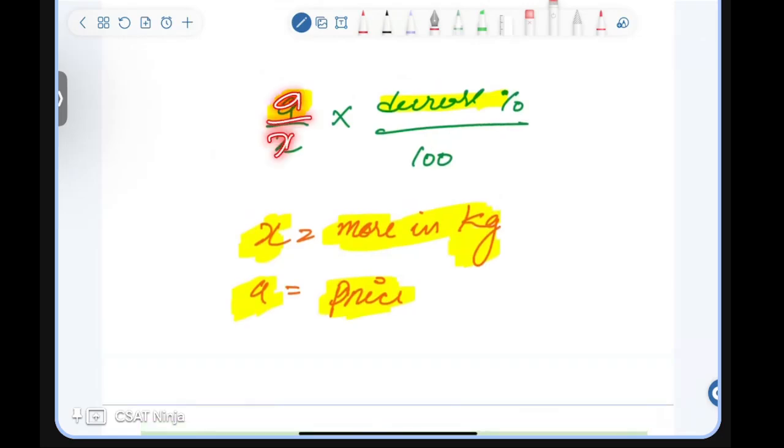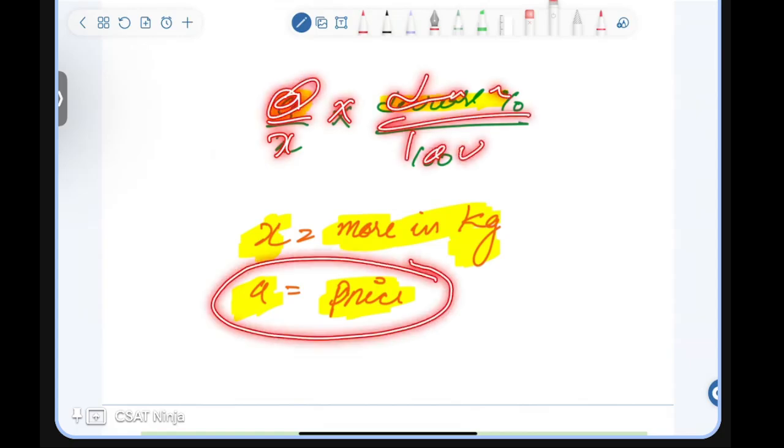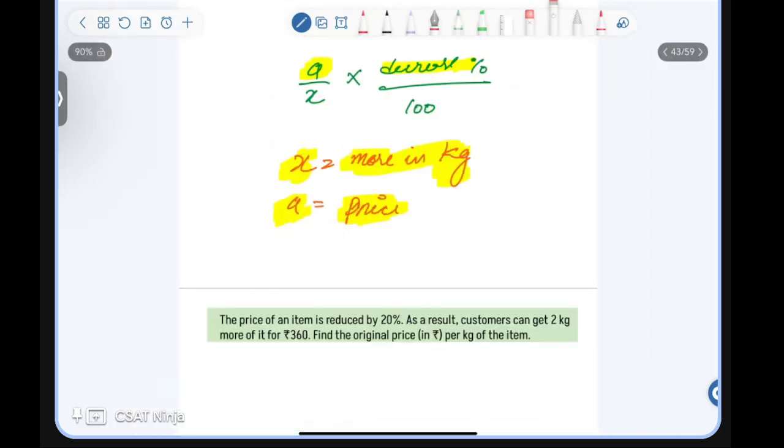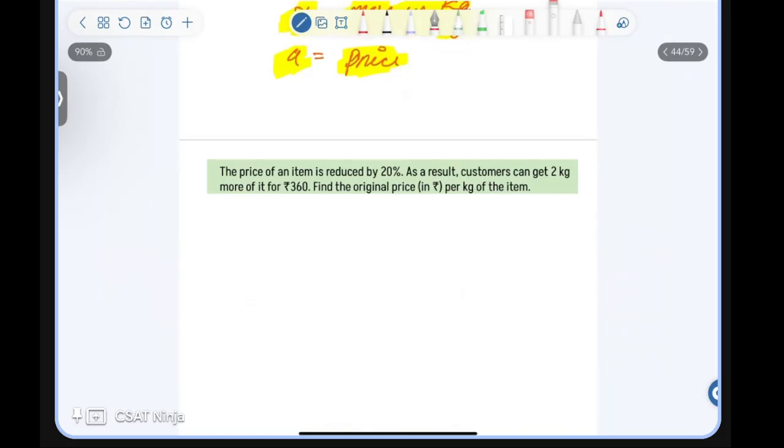So the formula is this: A divided by X into decrease percentage divided by 100. What is A? A means the amount that someone is using, we call it A, okay? And X means more in kg, how many kg more the customer is getting. Let's try this. At that time, you will understand better.